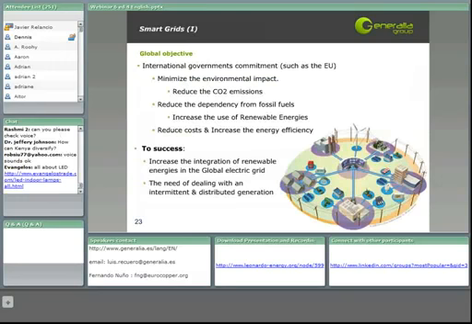For this project to succeed, they have established the goals of increasing the integration of renewable energies in the global electric grid and dealing with an intermittent and distributed generation, as you might know that the renewable resources are intermittent and distributed.